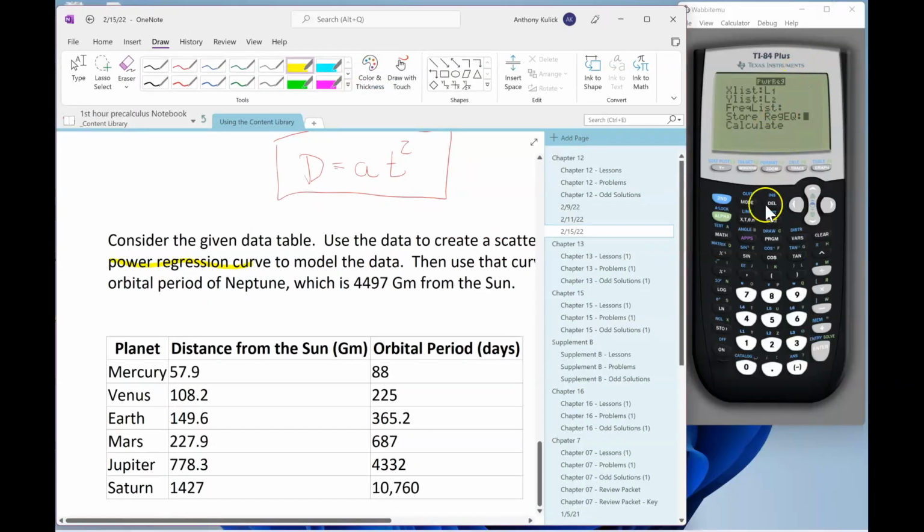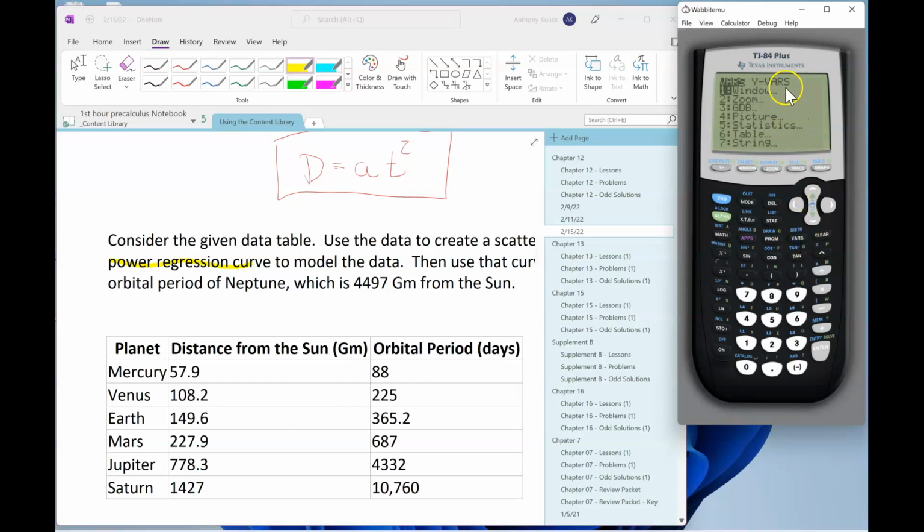I am going to store this. So to store this into Y1, I'm going to press vars, move over to the Y vars, pick the function option, and then put it in Y1. Hit calculate. So here is my information. My power function would be y equals 0.2x to the 1.5-ish power.